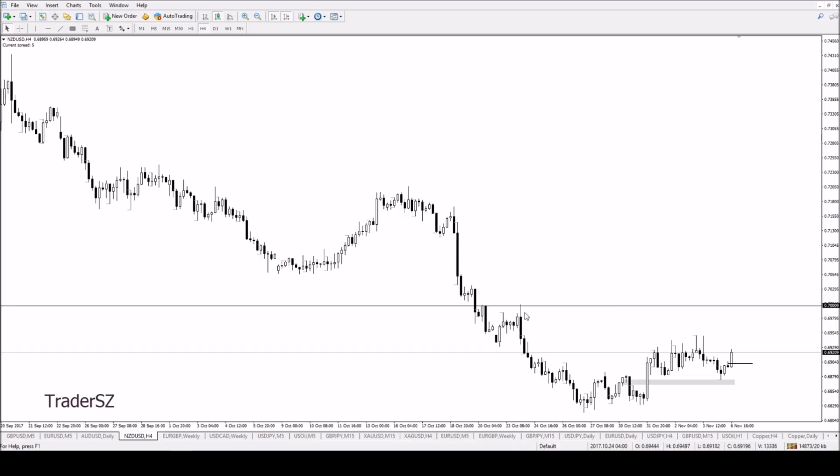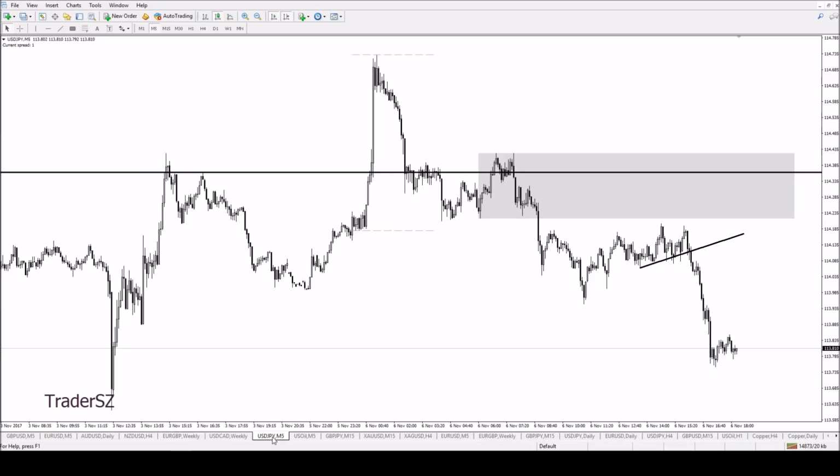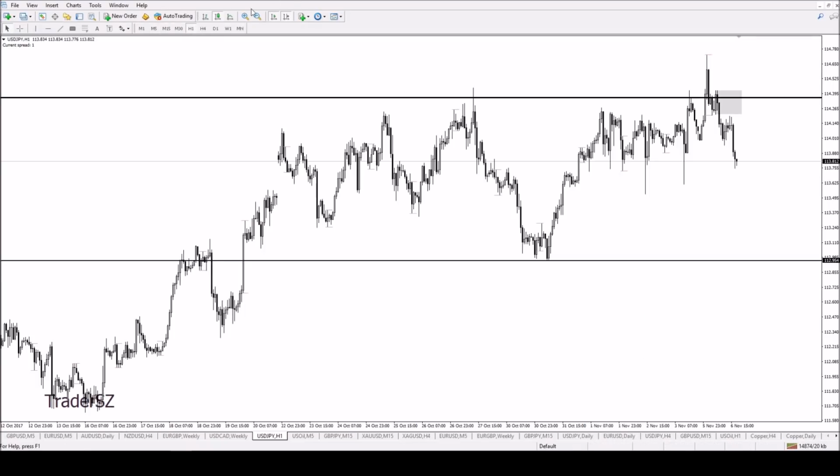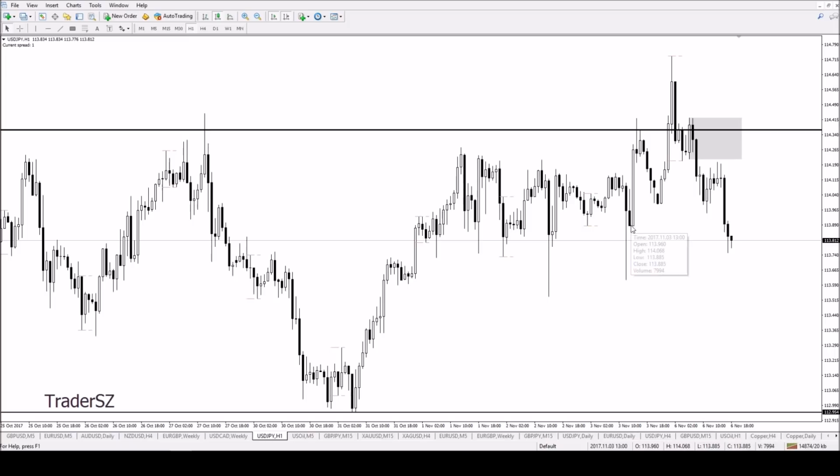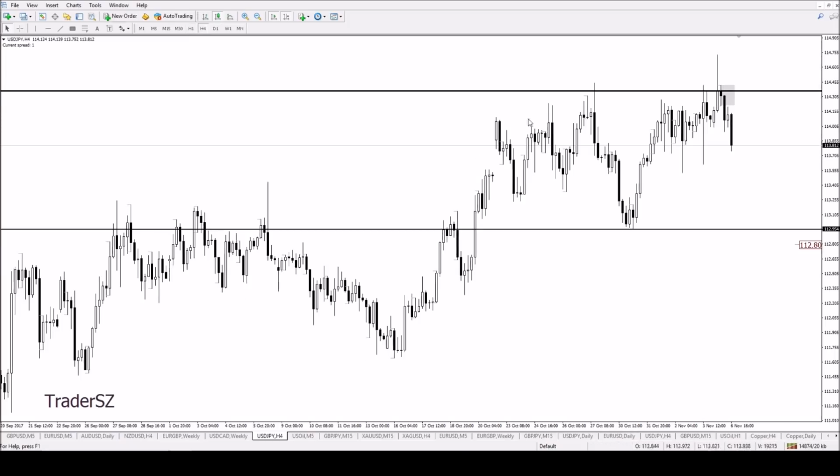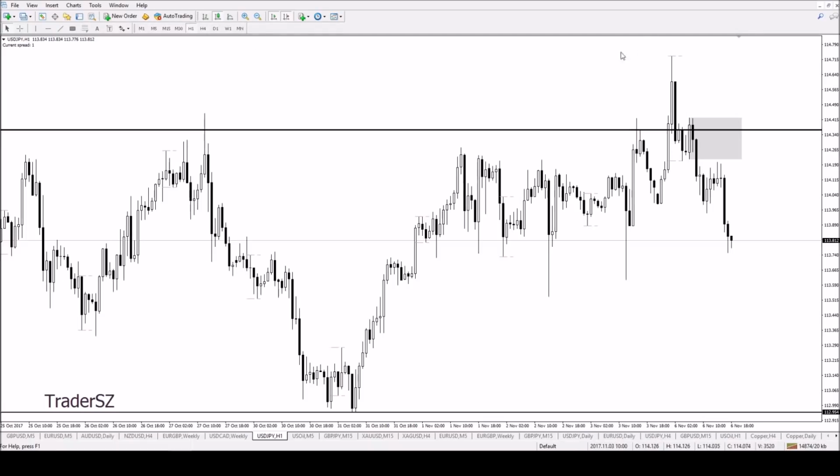Dollar yen worked out nicely. I was looking for this level to break, and then I would be looking for shorts. It did not break that. It made one more high, ripped up, took out these stops here, then immediate rejection. That is telling me we've got the high in.